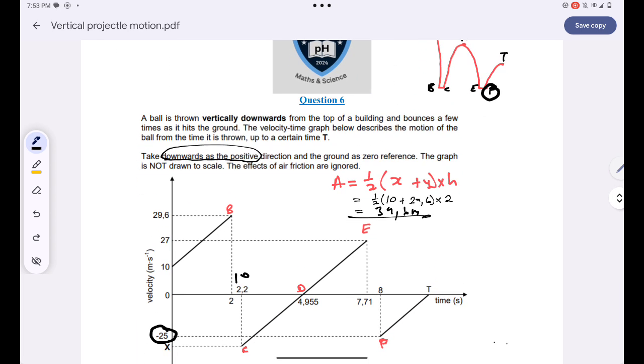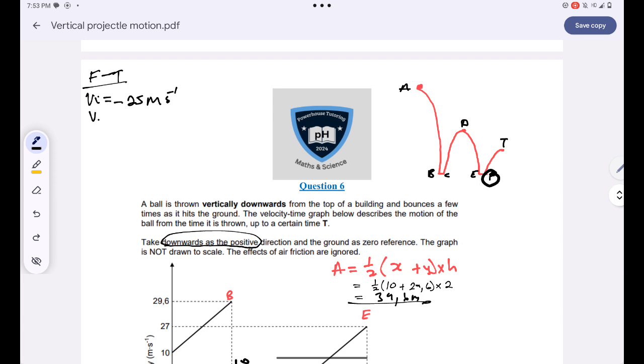Final velocity, the velocity of the ball at position T, that's maximum height. The final velocity, that's 0 meters per second. Gravitational acceleration, I don't care about the motion of the ball. Since I've chosen down to be positive, my acceleration will be positive as well.